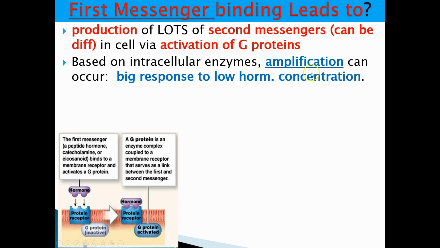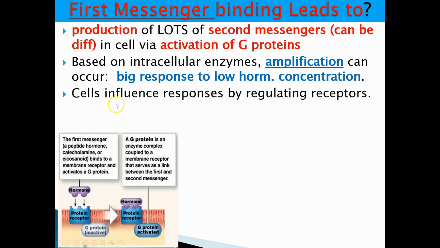Okay, so that's the term, what amplification is: big response to low hormone concentration. This is often seen with luteinizing hormone, for instance, that leads to ovulation. Usually it's a small amount of luteinizing hormone, but it generates a big response. And so cells influence responses by regulating their receptors as well. So they regulate the internal enzymes. They also regulate responses by regulating the numbers of receptors.